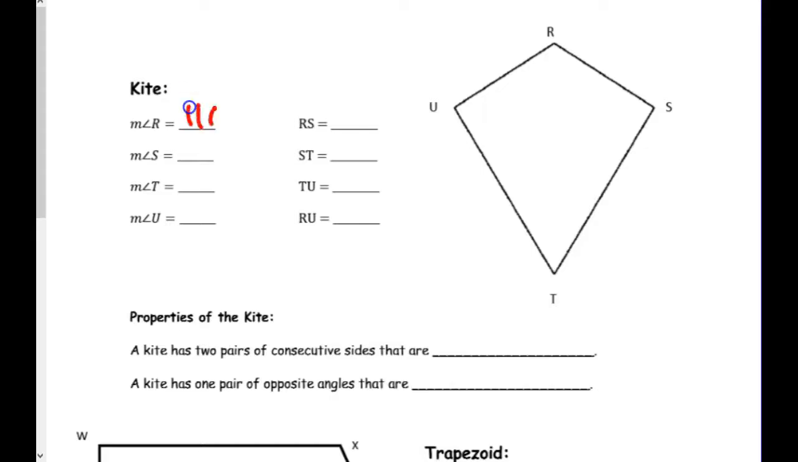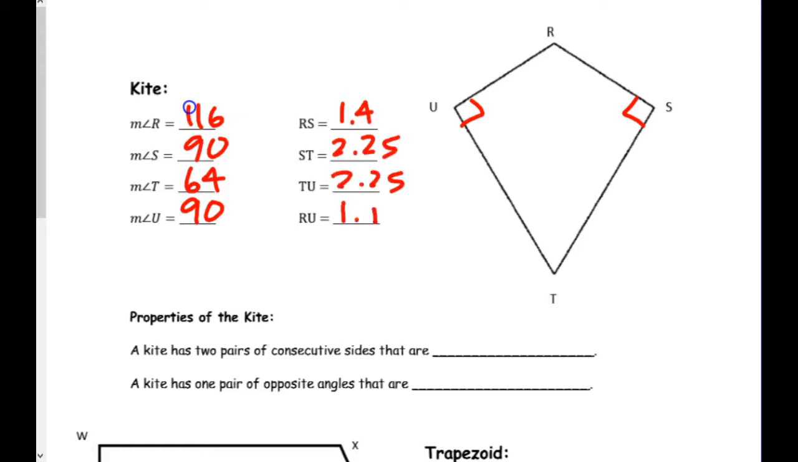Okay, so 116, 90, 64, 90, okay? So that means that these are equal to each other. They're not always 90, but they are equal to each other, okay? So we had 1.4, 2.25, 2.25, 1.4, okay? So these are rough estimates sometimes.